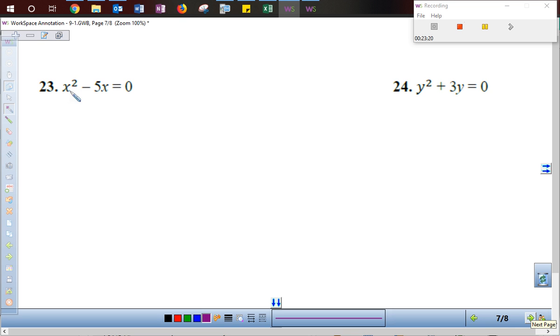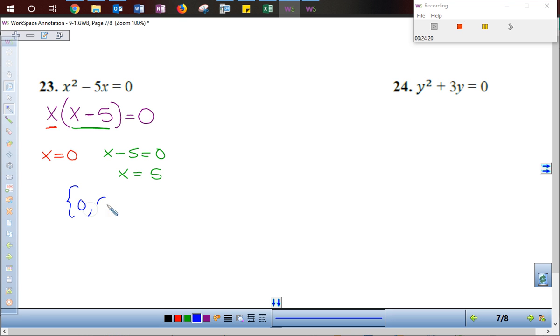So if I look, both of these terms have an x in common that I can factor out. That's going to leave me with x squared divided by x, which is x, and negative 5x divided by x, which is negative 5. Then that equals 0. Now, using the zero product property, I can take each of my terms and set them equal to 0. And I can solve. And that gives me a result of 0 and 5.